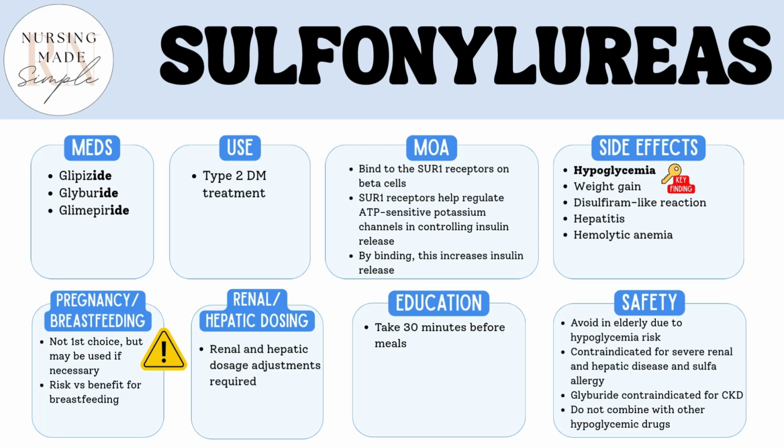Glyburide specifically is contraindicated for chronic kidney disease, and this should not be combined with other hypoglycemic drugs, such as other anti-diabetic agents, amiodarone, androgens, beta blockers, some antidepressants, and some sulfa antibiotics.